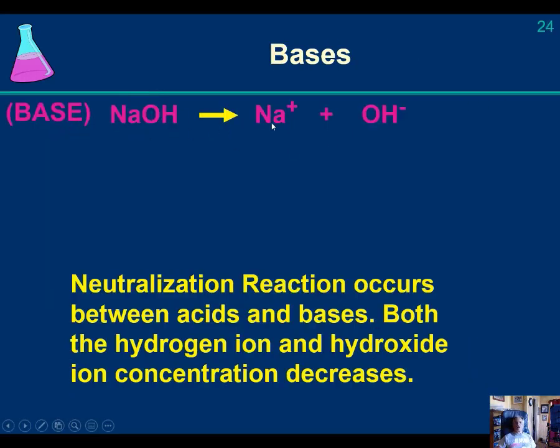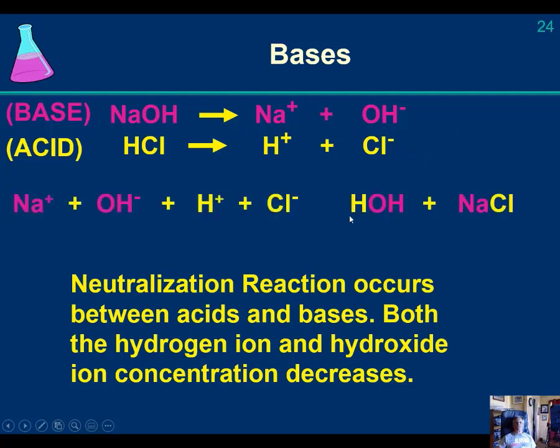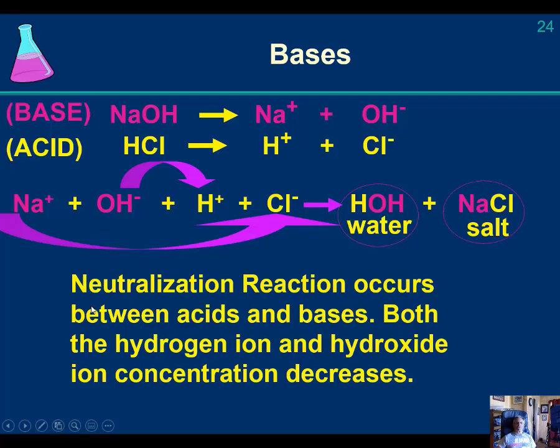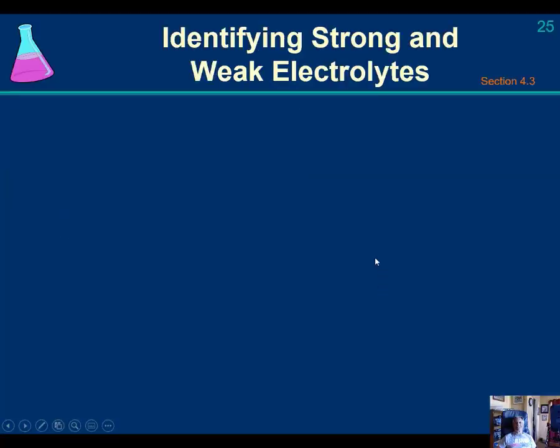So here we go. Here's your base, sodium hydroxide. It dissociates in water to form sodium cation and hydroxide anion. Here's your acid. It also dissociates in water, or ionizes in water is more appropriate, into H plus and chloride ion. These are both strong base, strong acid. They're both strong electrolytes, but they react with each other to form water and a salt. This is what we call an acid-base neutralization reaction between acids and bases. Both the hydrogen ion and hydroxide ion concentrations decrease.